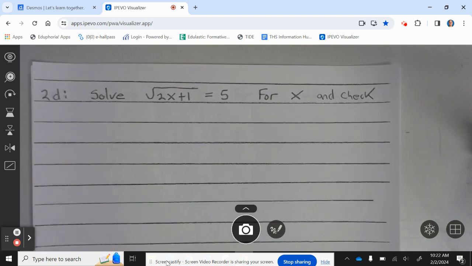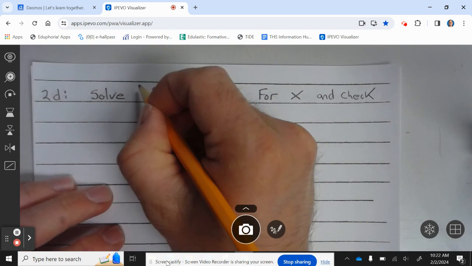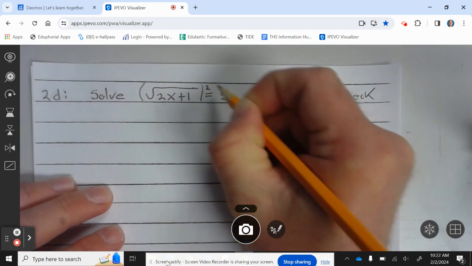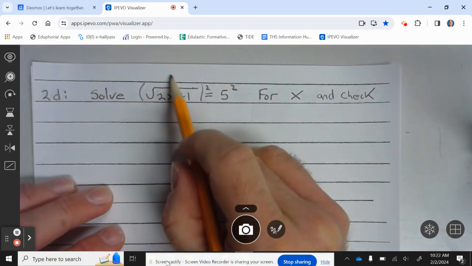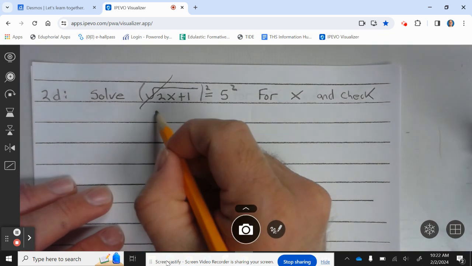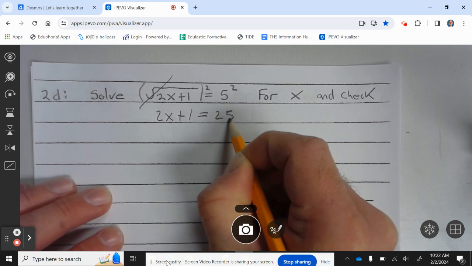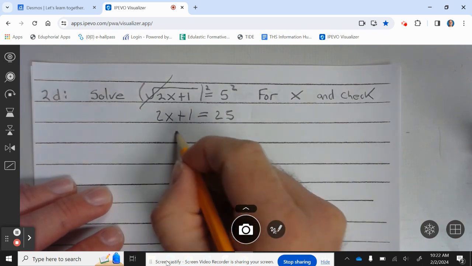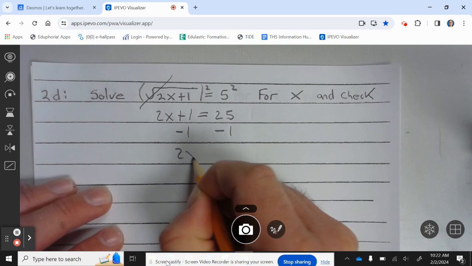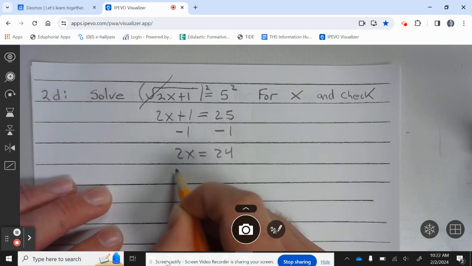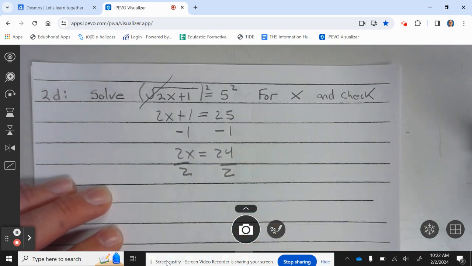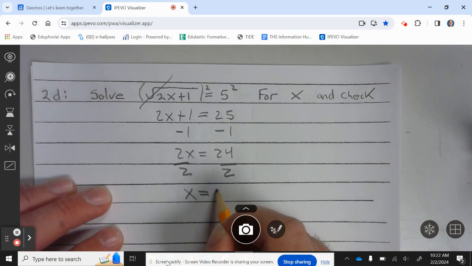All right, 2D. Solve the square root of 2x plus 1 equals 5 for x and check. So the first step is we're going to square both sides. The square cancels the square root. So you're left with 2x plus 1 equals 25. Subtract 1 from both sides. You get 2x equals 24. Divide both sides by 2. x equals 12.